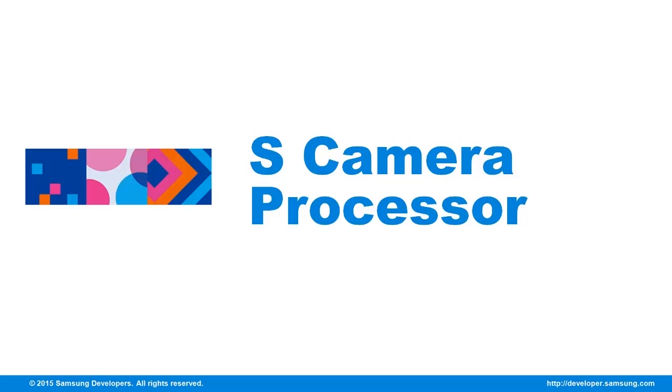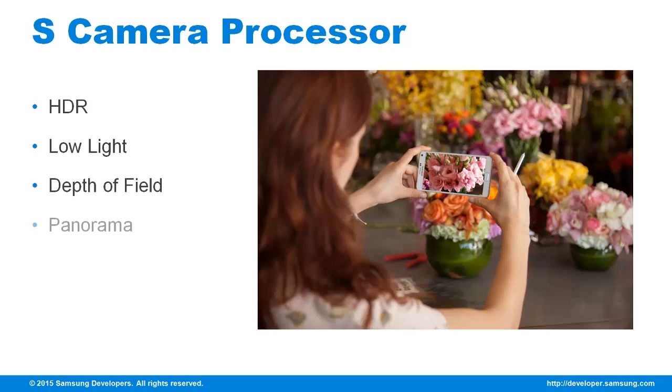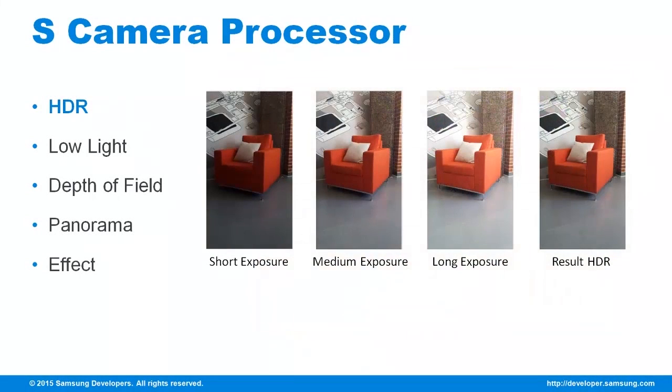The S-Camera Processor allows the creation of a single image after capturing and processing multiple images, or from a continuous stream of data like a camera preview. It comes with a processor manager which handles the available processors, namely HDR, low light, depth of field, panorama, and effect. First is the HDR processor. This creates a high-definition image from a set of 3 images captured with different exposure values. You can also get 3 images captured within the exposure range you can set.